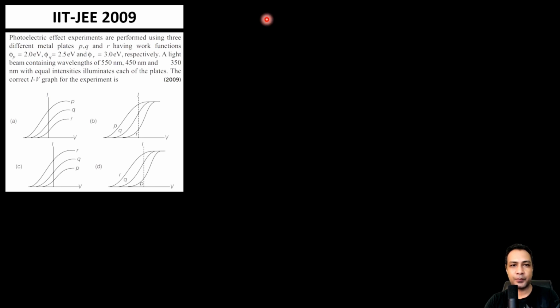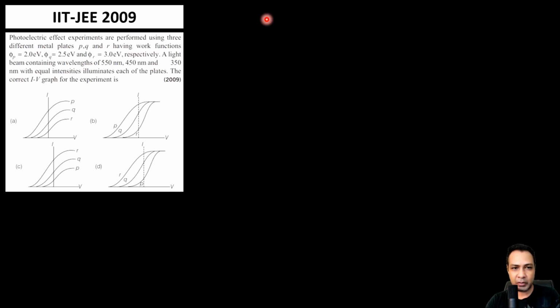The question states, photoelectric effect experiments are performed using three different metal plates P, Q, and R having work functions Phi P equal to 2.0 electron volt, Phi Q equal to 2.5 electron volt, and Phi R equal to 3.0 electron volt. A light beam containing wavelengths of 550 nanometer, 450 nanometer, and 350 nanometer with equal intensities illuminates each of the plates. Which is the correct IV graph for the experiment?